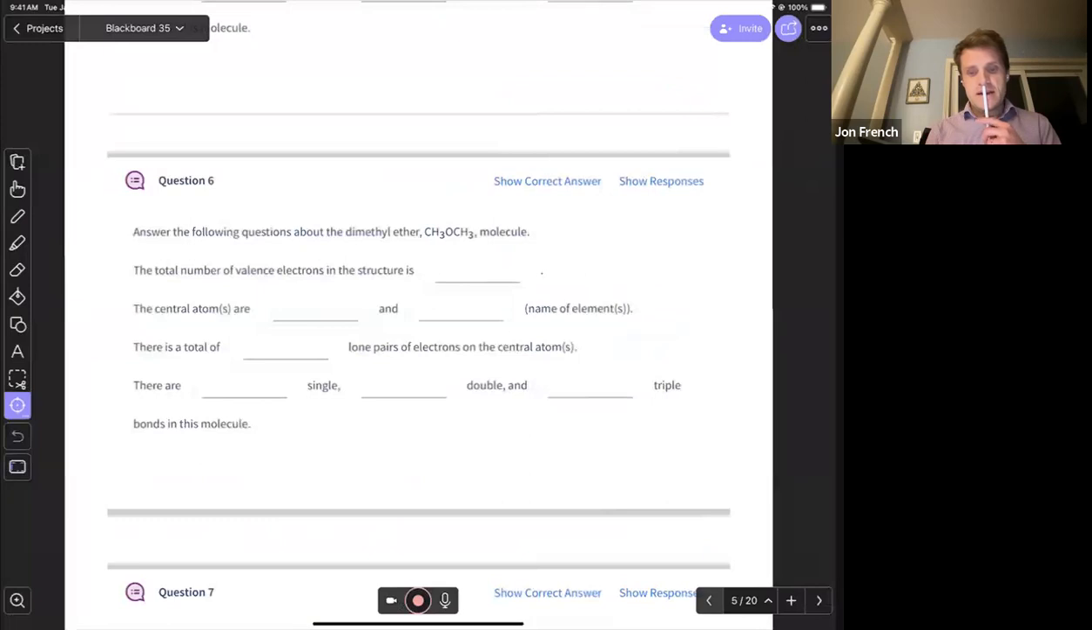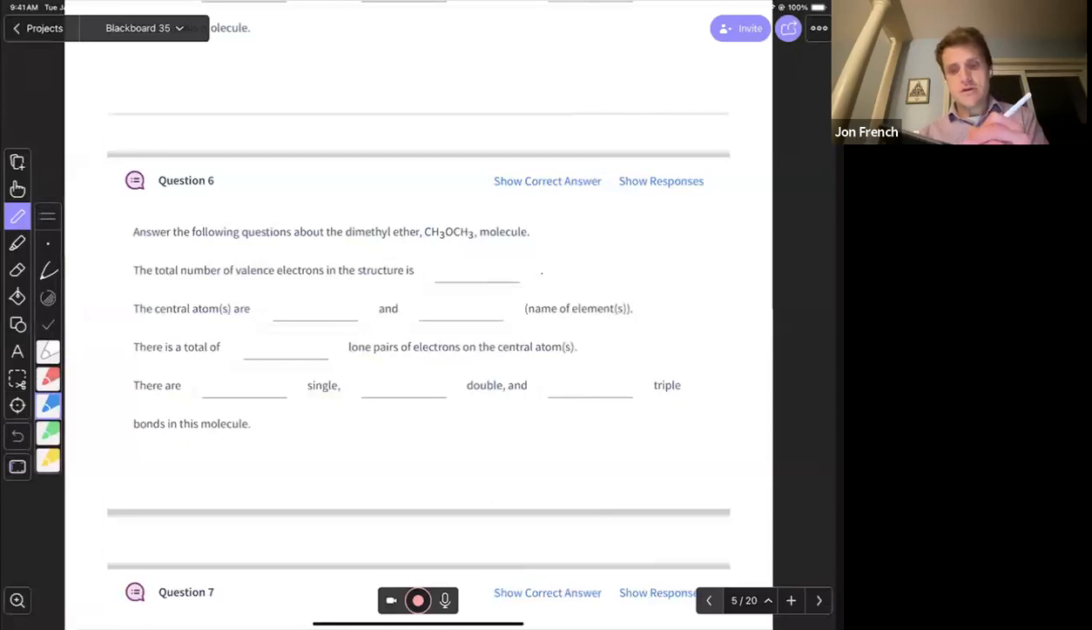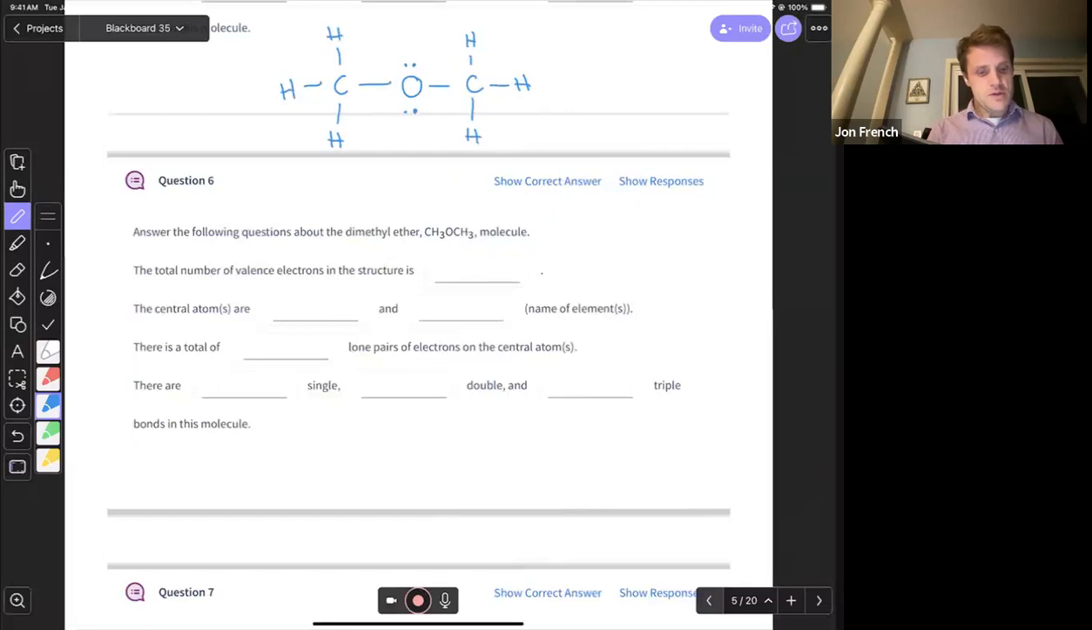That's how I read that second part of the question. All right, for question 6, answer the following questions about dimethyl ether. Ether, we draw that Lewis structure, and we've got oxygen in the middle, and we're flanked by carbon on both sides. So the total number of valence electrons in the structure. So let me just erase this, and I'll draw the valence electrons in this.